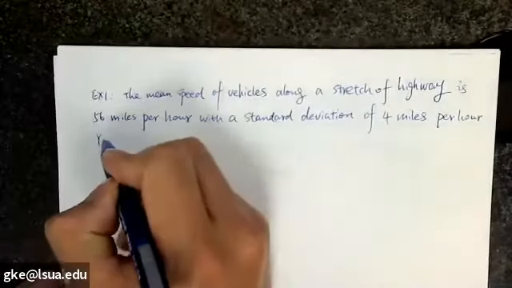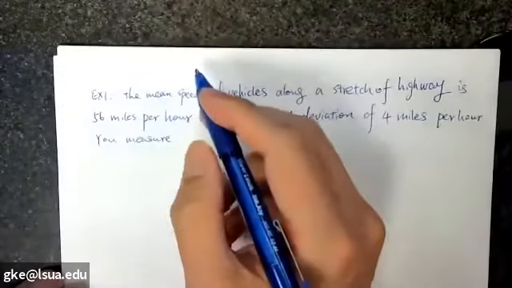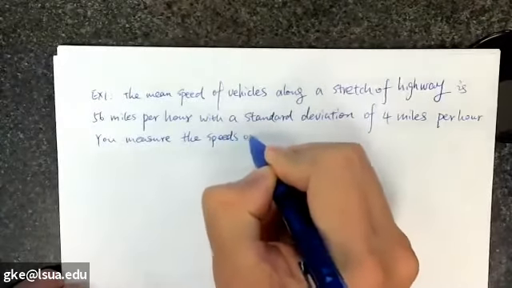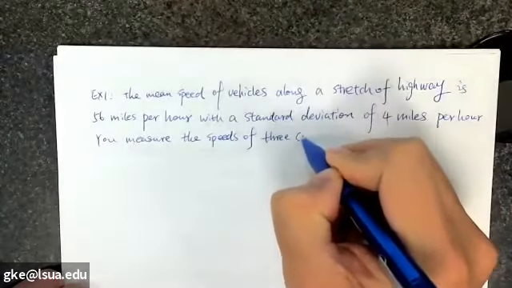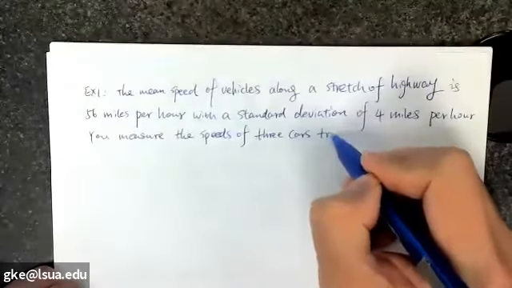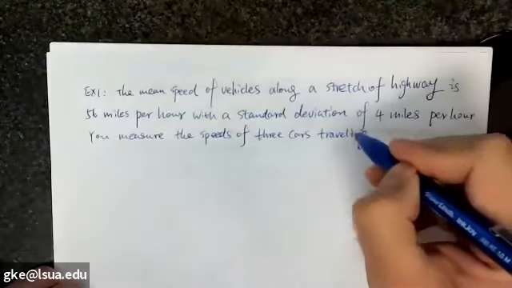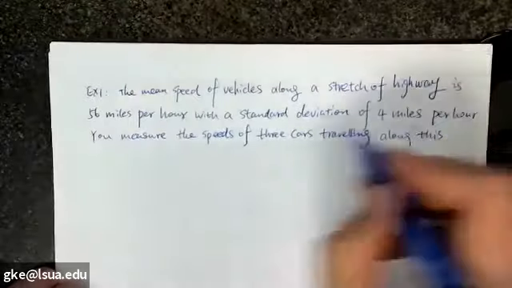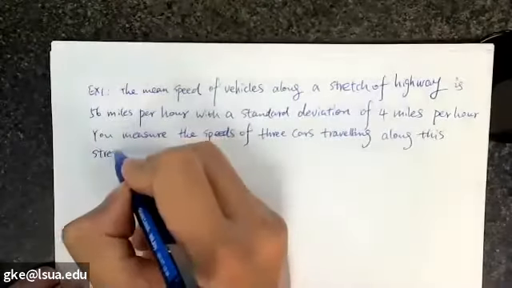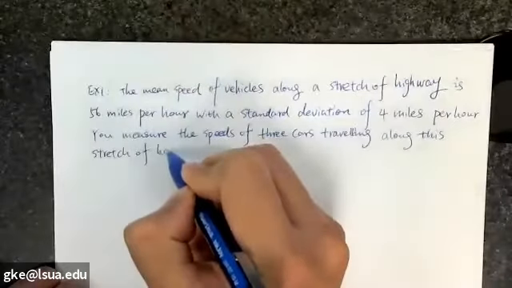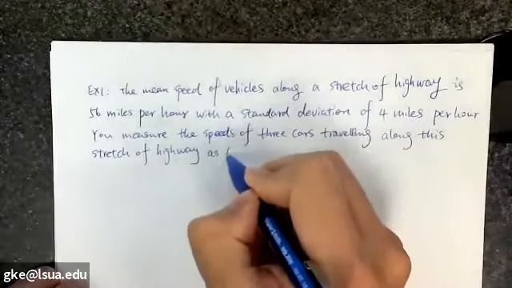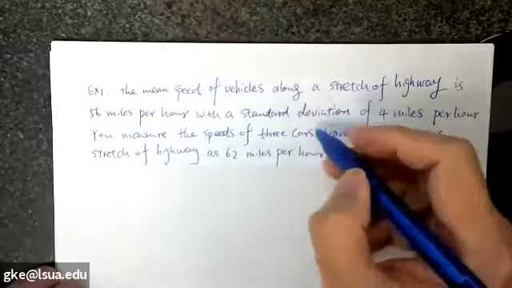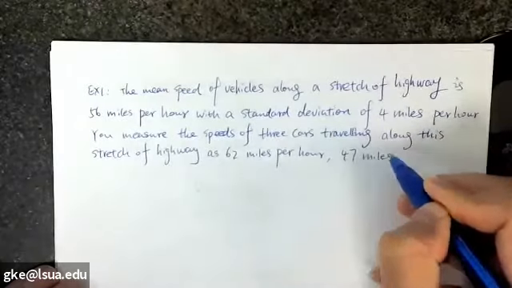You measure the speeds of 3 cars traveling along this stretch of highway: 62 miles per hour, and 47 miles per hour.